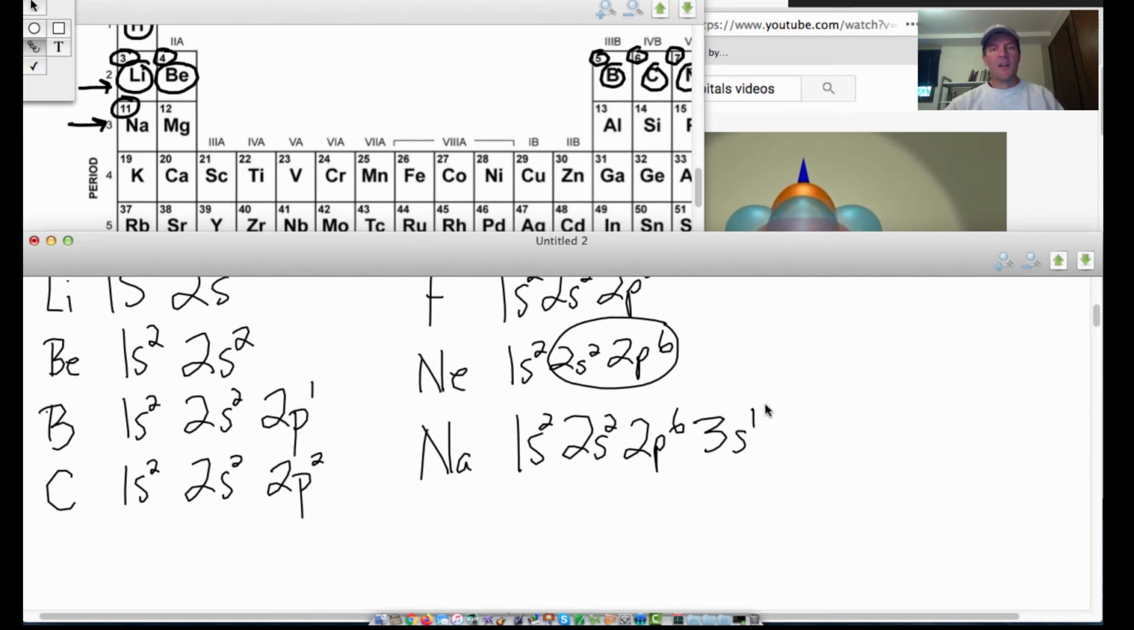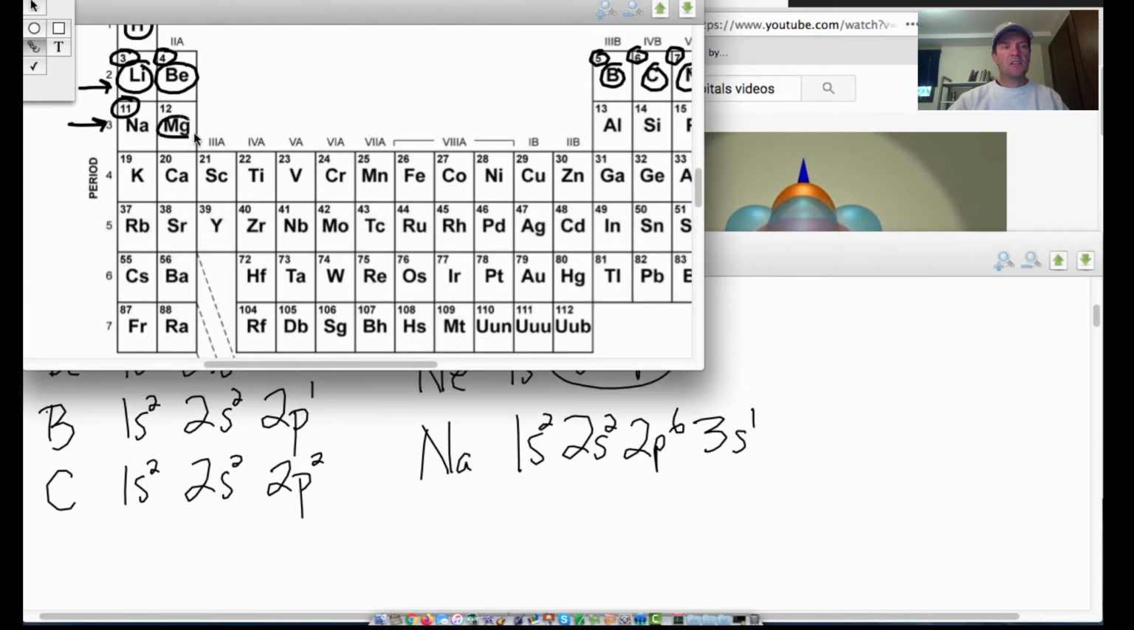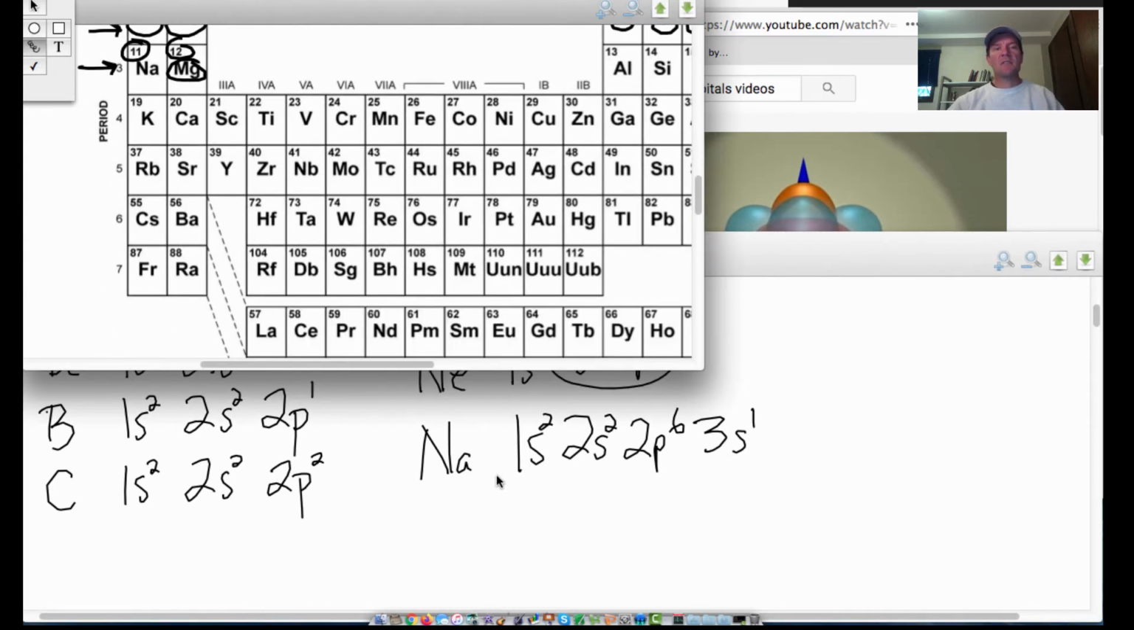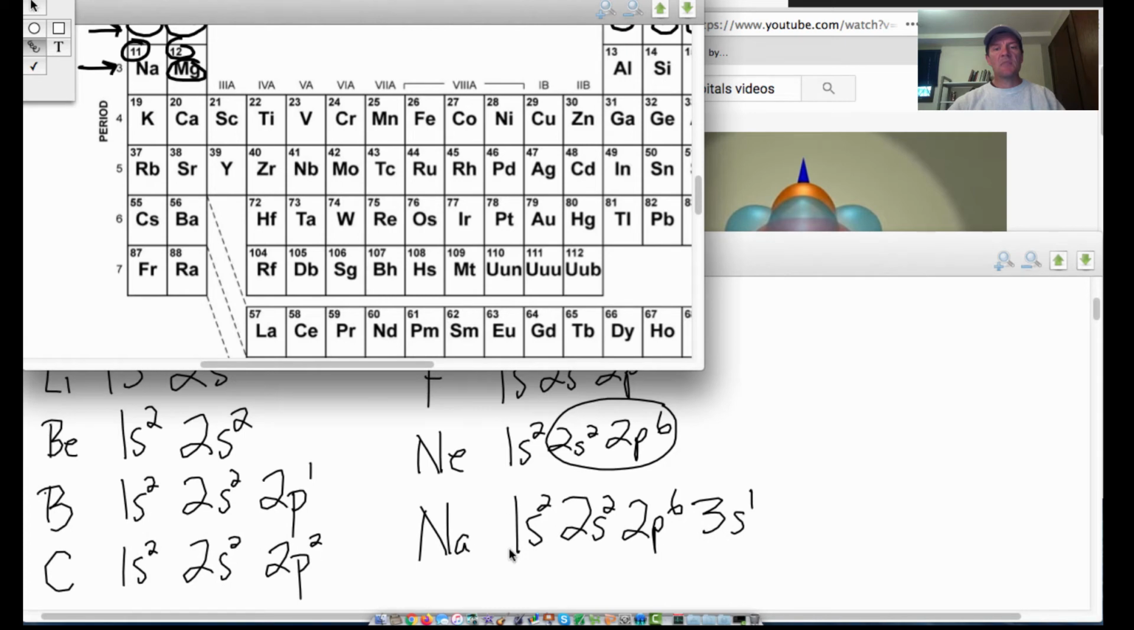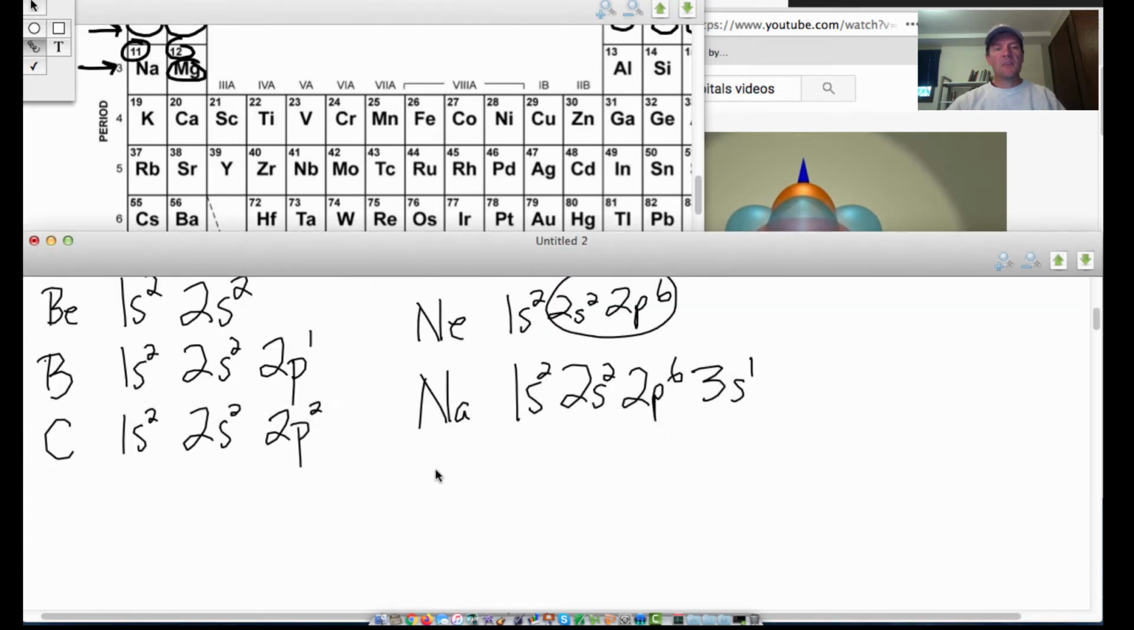3s1. That 11th electron goes into the third energy level and starts to fill the s orbital. Magnesium, you can start to do these yourselves now. Okay, magnesium, what is that going to be? It's going to be 1s2, 2s2, 2p6, 3s2. Okay?